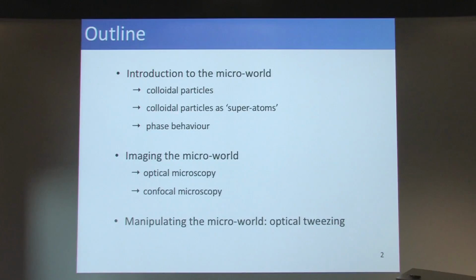Good. Now this is my outline. As I said, I'll do another introduction to the micro world, in particular colloidal particles, and I'll say a little bit more about what Dirk has already mentioned as to why we can use colloidal particles as superatoms, and then also talk a little bit about phase behavior, so you know why solids melt and how we can study that. Then the second part of the talk is about imaging, and I'm going to talk about two types of microscopy, optical microscopy and confocal microscopy, and I'll finish off with the most spectacular part, where rather than just looking at them with a microscope, we can actually actively manipulate them using laser light.